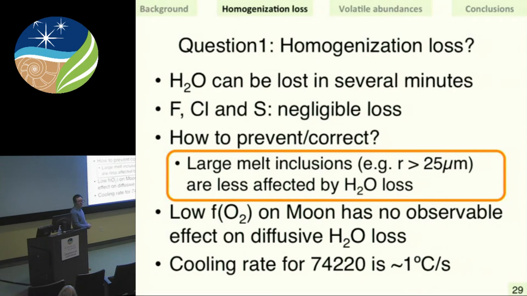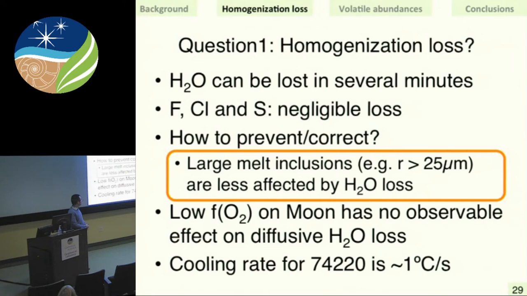Okay, so a quick summary of the results for this part of the presentation. First of all, based on our experiments, indeed, water can be lost during even short-duration homogenization experiments. But fluorine, chlorine, and sulfur are usually not affected. The way to correct or prevent the effect of water loss on our data is to use large melt inclusions, so we can minimize the effect of water loss in the lab to about 20%.